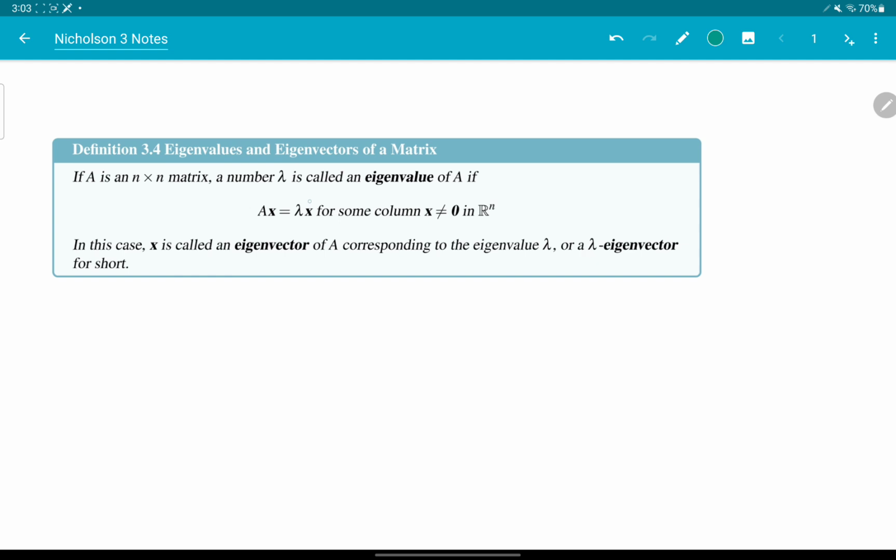Okay, moving on. So to find an eigenvalue, let's think about that. Well, we need Ax to equal lambda x. So again, we're given a matrix A. We want to find the eigenvalues. Let's think about this equation. Well, let's move things over. We get Ax minus lambda x is the zero vector.